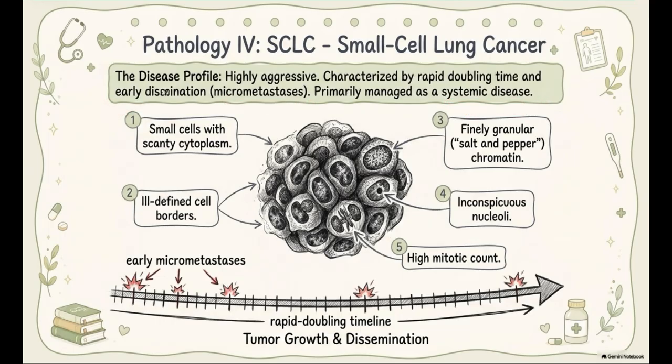The cellular traits are completely distinct. Pathologists look for small cells that contain very little internal fluid. The DNA inside the nucleus looks speckled. We describe this as a salt and pepper pattern. Pathologists will also note a very high rate of cell division. This reflects its incredibly rapid, dangerous growth.